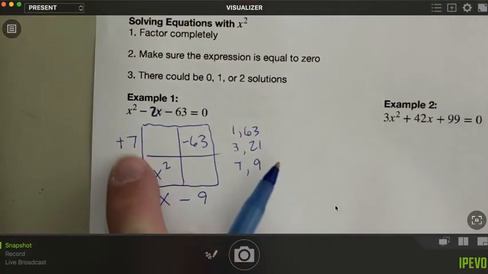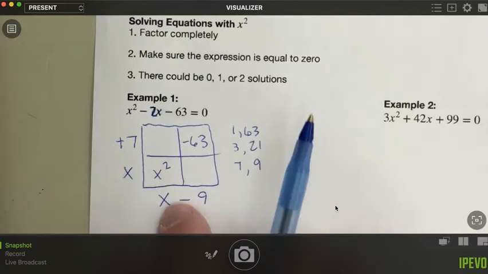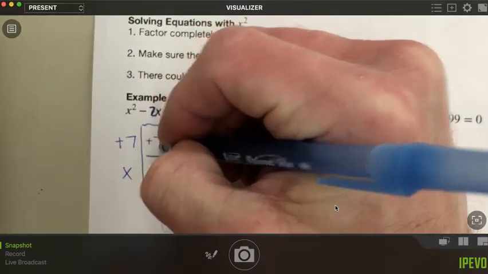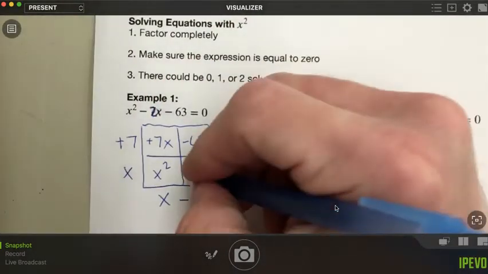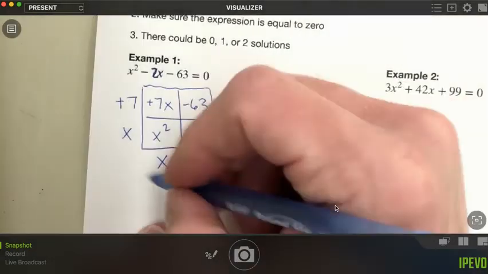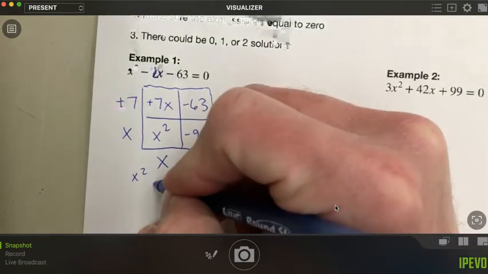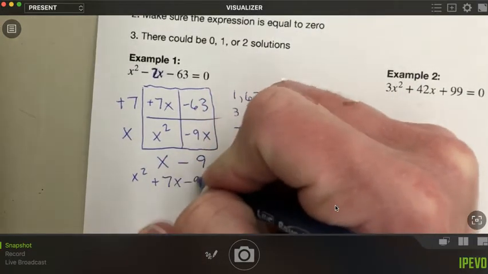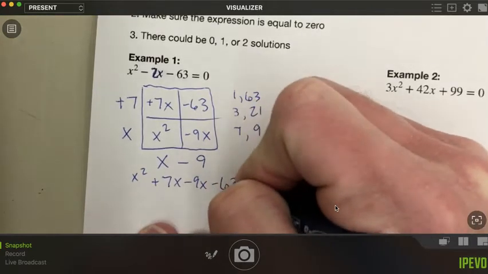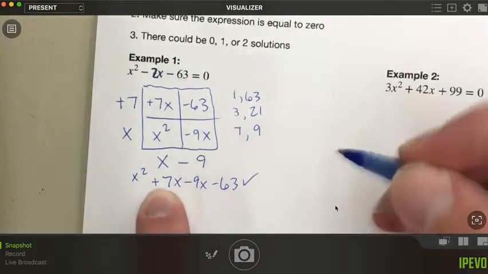So remember, positive times a negative is going to be a negative. And then 7 times x, negative 9 times x. So that's going to get me x squared plus 7x minus 9x minus 63. And sure enough, 7x minus 9x will be a negative 2x, so we're good.